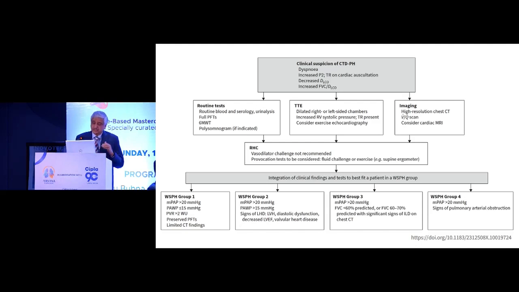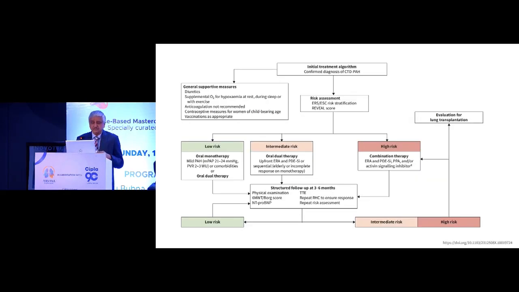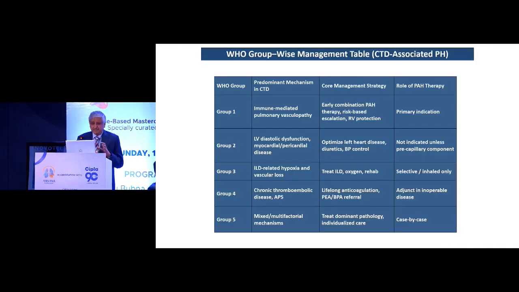After right heart catheterization, classify your patients. It's very important to do that. Is it group 1, group 2, group 3, group 4, or is it group 5? And then based on that, you decide on the treatment strategy that you want to give, depending upon low risk, intermediate risk, high risk that I mentioned. And keep in mind that depending on the group, the treatment varies, and that is the important thing to remember.